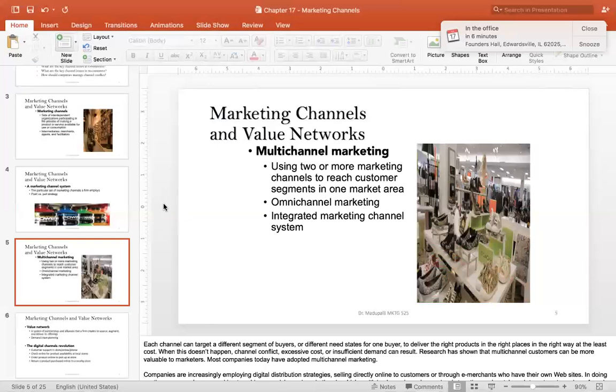So one channel might serve upper end consumers, whereas the other channel might serve lower end consumers, right? For example, cell phone chargers in Best Buy might serve one segment of consumers, whereas cell phone chargers in 7-Eleven might serve a different channel of consumers. One is a much more planned consumer, whereas 7-Eleven is much more impromptu consumers.